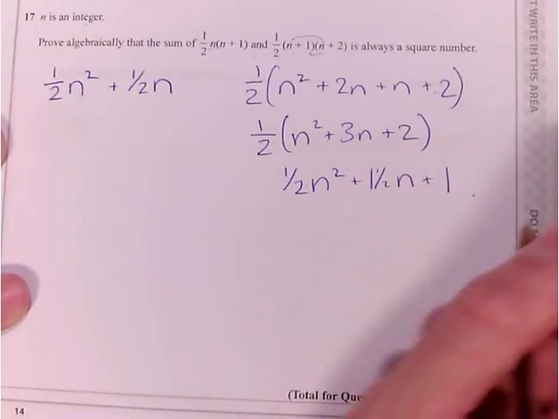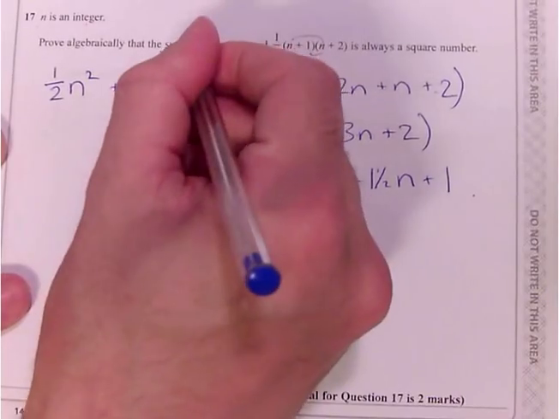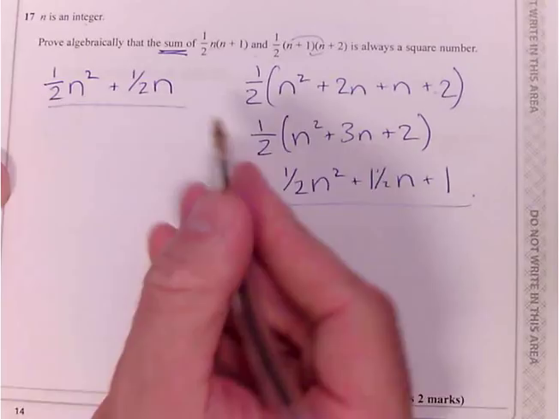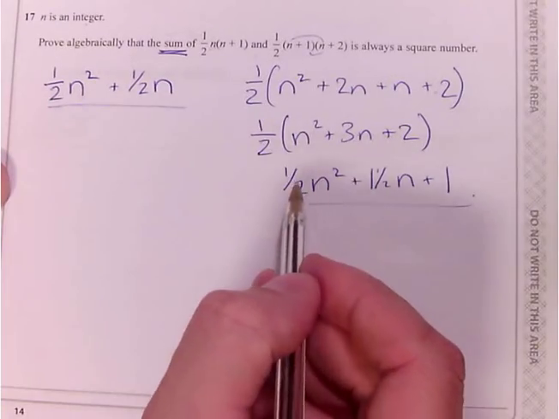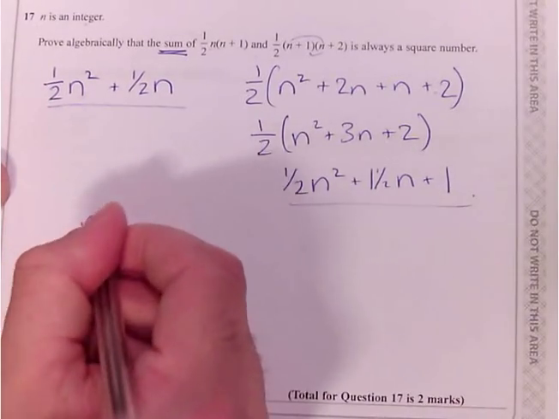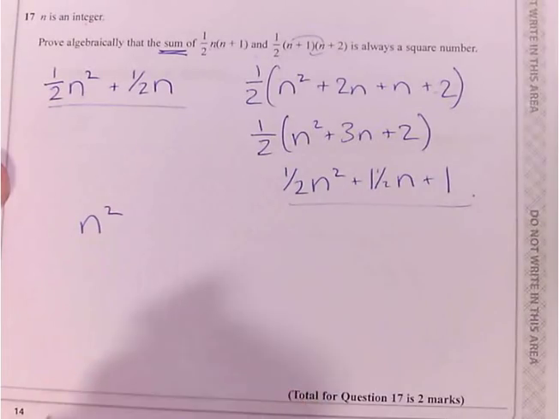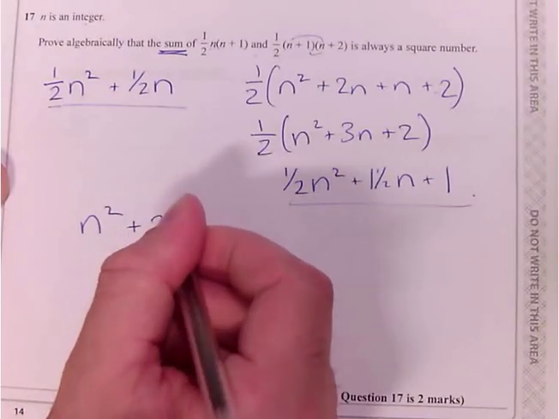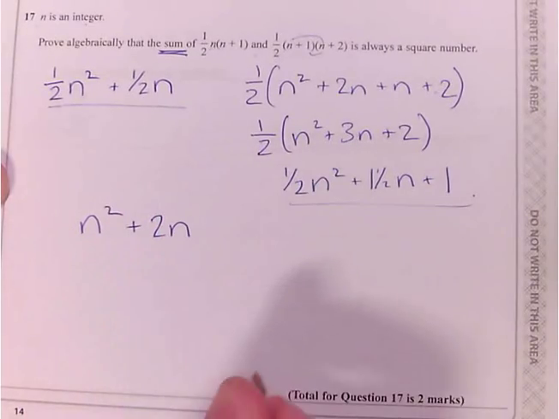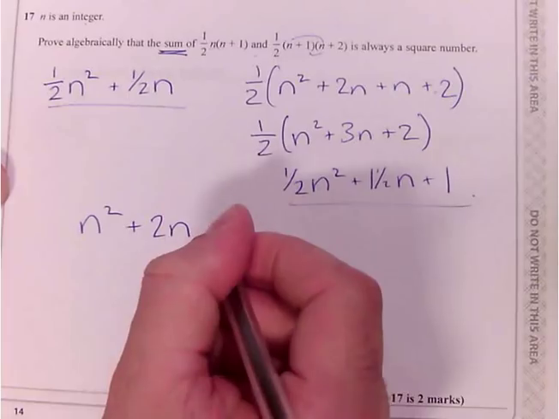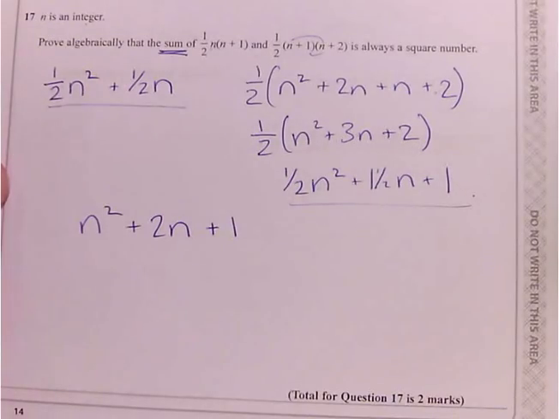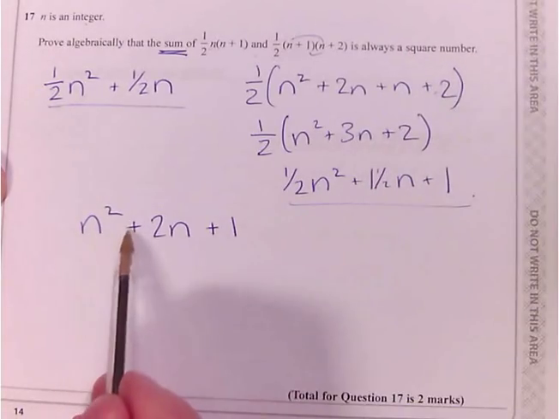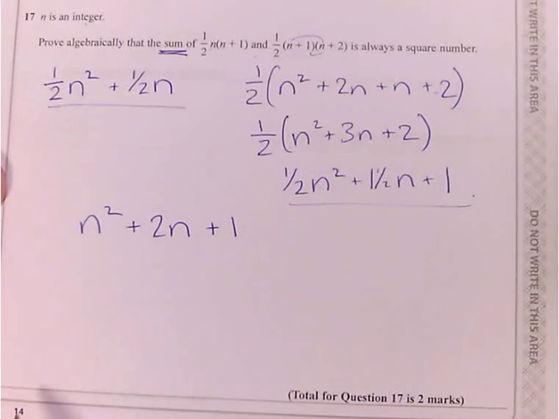Now it did say up here, the sum. I'm going to add that and that together. A half n squared, add another half n squared, would be an n squared. Half n, add 1.5n, would be 2n. And finally, the plus 1. Now it asked me to prove that it's always a square number, and I've ended up with n squared plus 2n plus 1. Well, that doesn't shout to me that it's a square number.